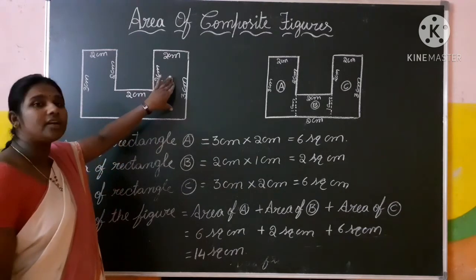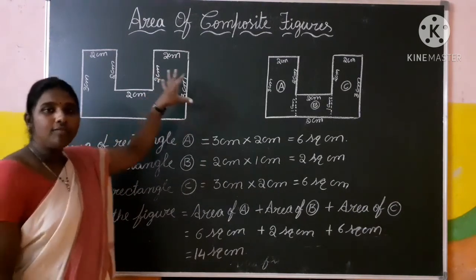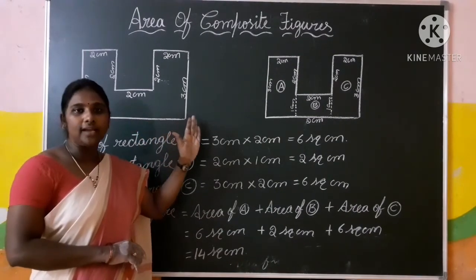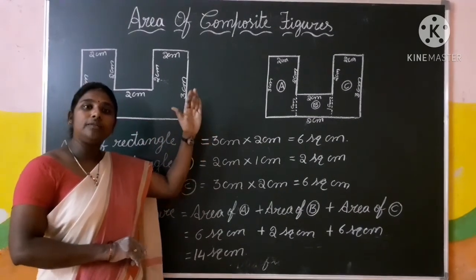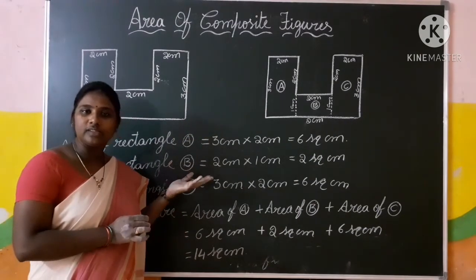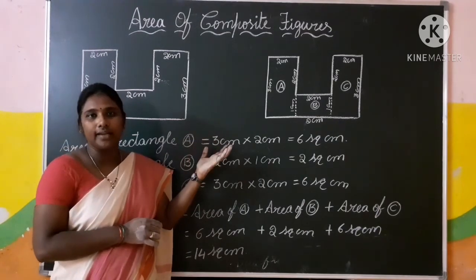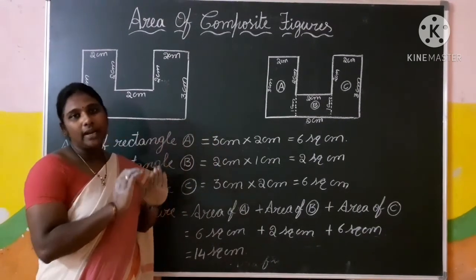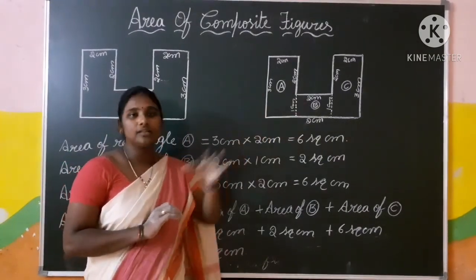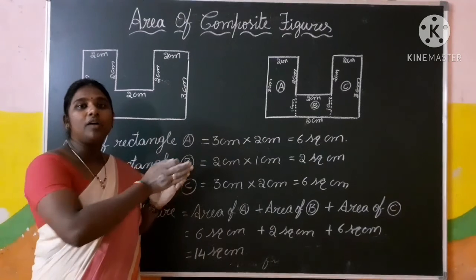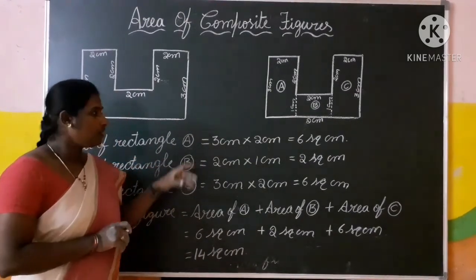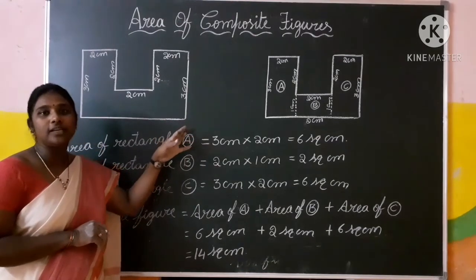So these figures are called composite figures. While finding the area of composite figures, we have to divide them into rectangles and squares, whichever is possible. If all squares are possible, we divide into squares. If all rectangles are possible, we divide into rectangles. Some figures form both rectangles and squares. After that we find each area. Next, we find the sum of the areas of the figure. So this is about area of composite figures.